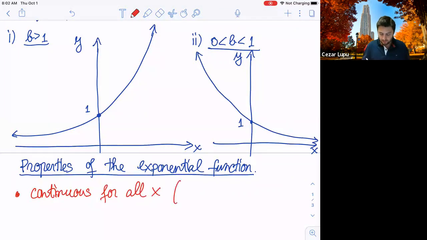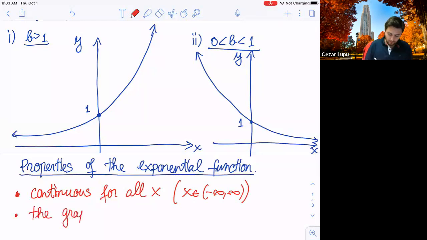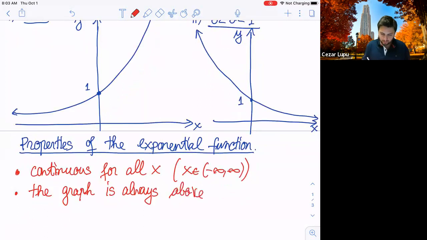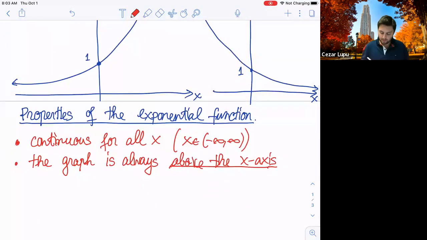Basically, when I say for all x, I mean for all real x. The graph is always above the x-axis. This is important. So in other words, f of x does not have negative values.